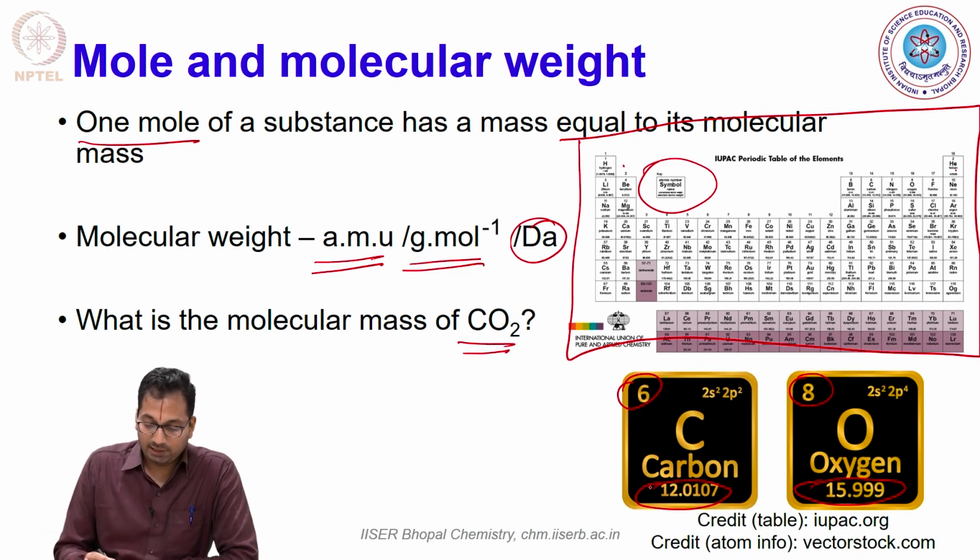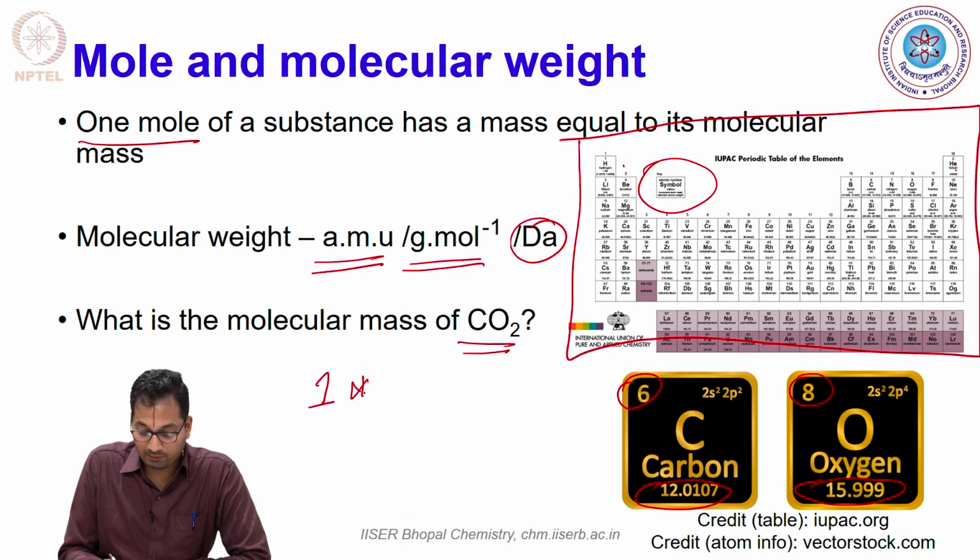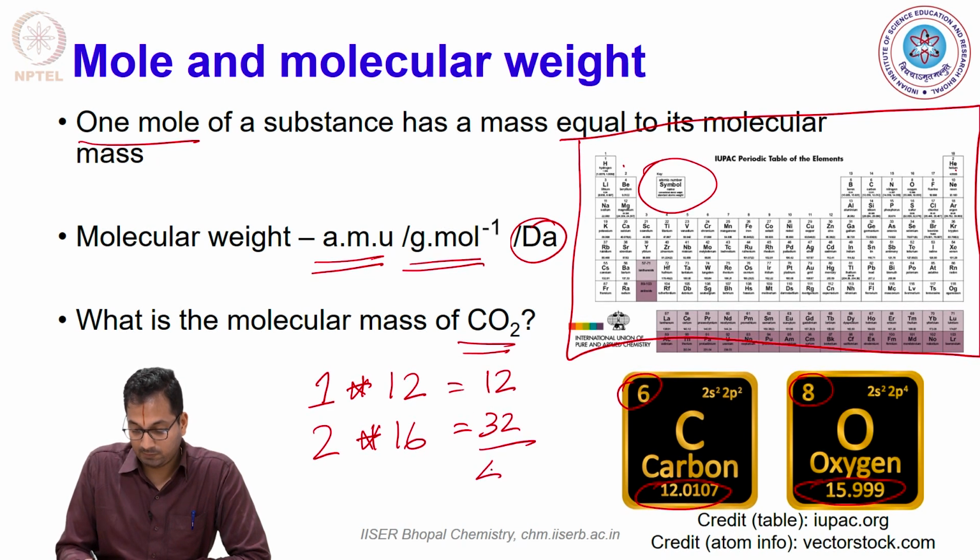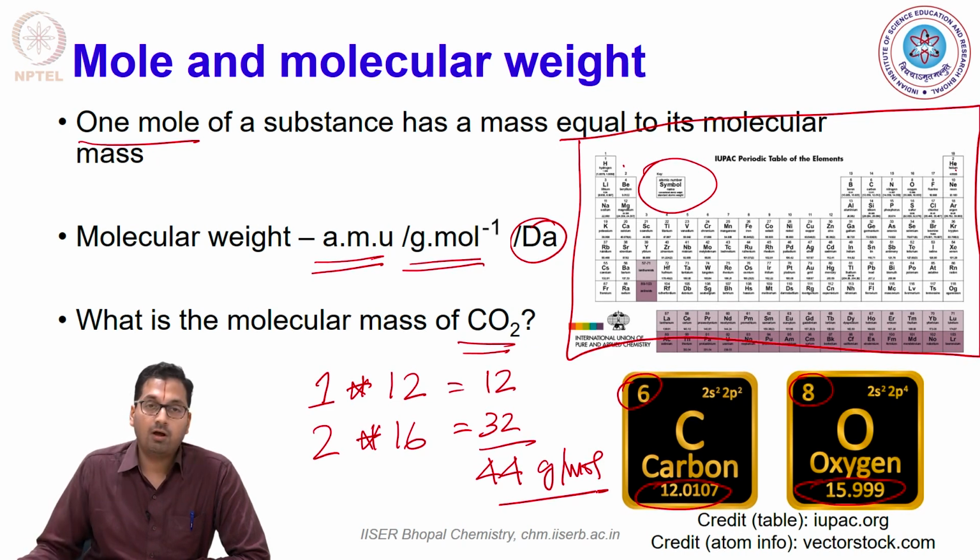So as we go forward, let's ask ourselves, what is the molecular weight of carbon dioxide? This is given by 1 atom of carbon and then 2 atoms of oxygen. This results in a 44 gram per mole of carbon dioxide. So basically 1 mole of carbon dioxide weighs 44 grams.